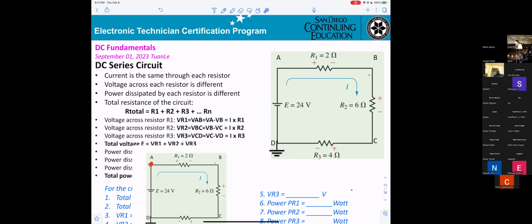So the first thing, if you want the circuitry to have only one resistor, that's what they call total resistance. You add them up right here. R total equals R1 plus R2 plus R3 and so on up to Rn. Add them up.